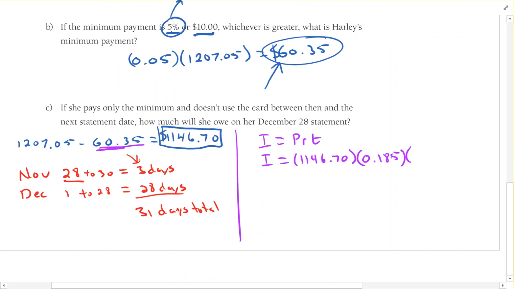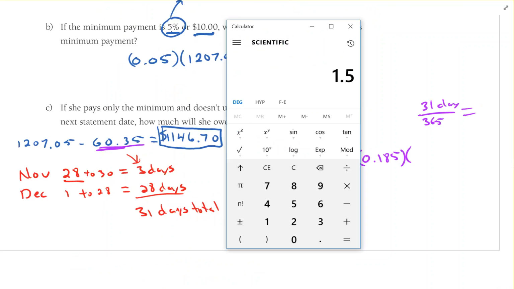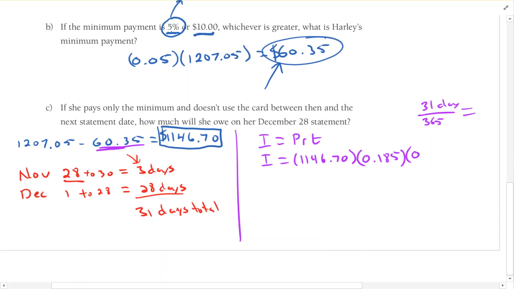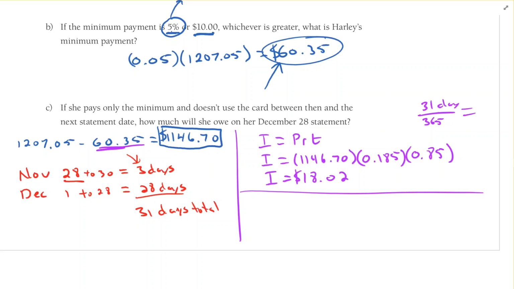So 31 days, but this needs to be in years, right? So 31 days divided by 365 would give us how many years that's going to be. So 31 divided by 365 is going to be 0.085. If you multiply that, I is equal to $18.02. And then lastly, the last step we need to do is just figure out how much in total that's going to be.